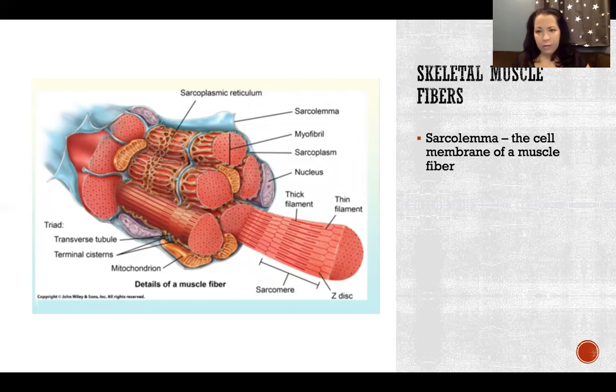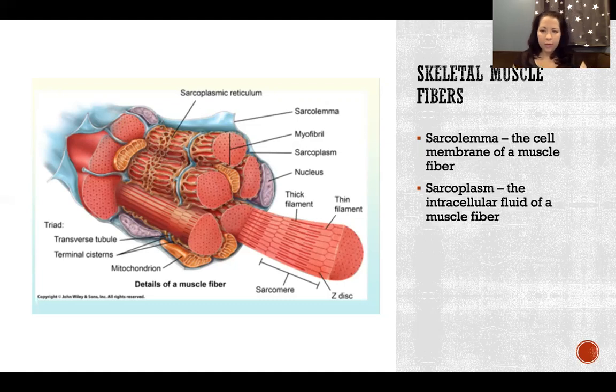But we give some of the structures fancy names for being in muscle cells. Anything starting with sarco is referring to muscle tissue. Okay, so sarcolemma, the cell membrane. Sarcoplasm is the same thing as cytoplasm in any generic cell, but sarcoplasm, that's the intracellular fluid inside of a muscle fiber. And then in a muscle fiber, there are several nuclei and many mitochondria.